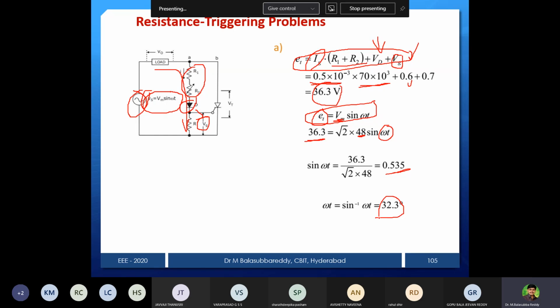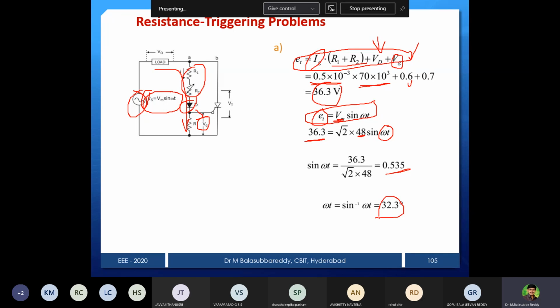That means if you keep R1 plus R2 equal to 70 kilo ohms, the sum of the resistance values, then you will get a firing angle of 32 degrees. Suppose in the next case I want to increase alpha to 90 degrees instead of 32. At a later point I don't want much voltage, I want only less voltage. Then I want to change that alpha.